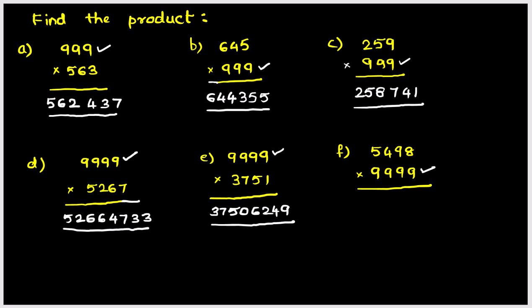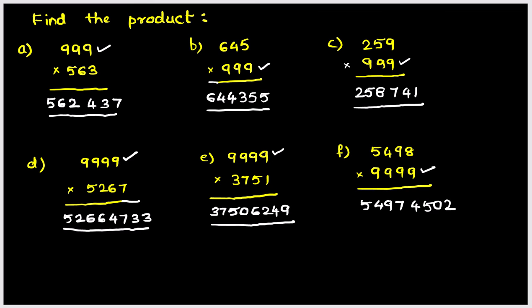Here we have to subtract 1 from which number? 5498. So we get 5497. Subtract each digit from 9. So 9 minus 7, 2. 9 minus 9, 0. And 9 minus 4, 5. And 9 minus 5, 4. Okay. So in this way, we can multiply any number containing all 9s by any digit number.